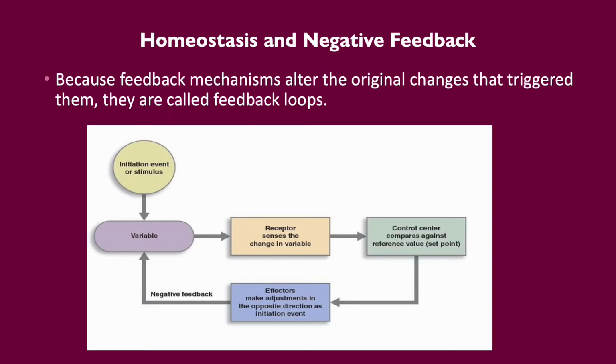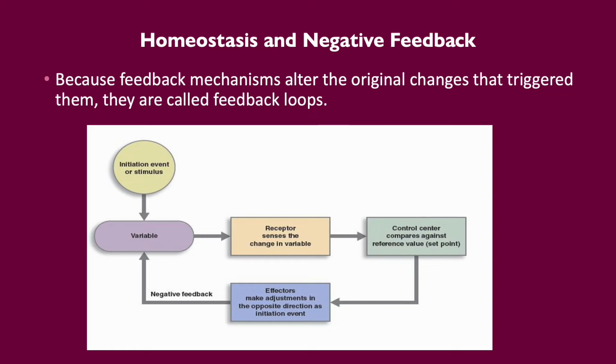Homeostasis and negative feedback. Because feedback mechanisms alter the original changes that triggered them, they are called feedback loops. I'm going to give you an example of the following. Okay, please follow along. Listen to the scenario. Let's say you have a house and you're living in your house, okay? Your temperature is set at 70 degrees, okay? So that is the stimulus, okay?